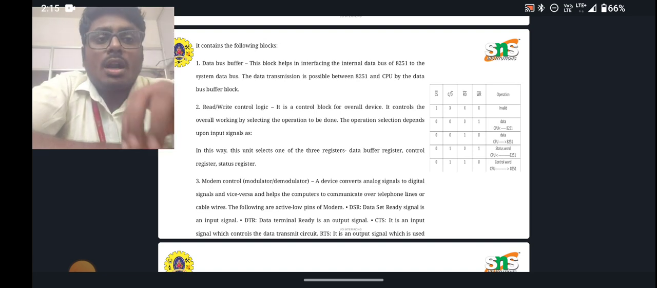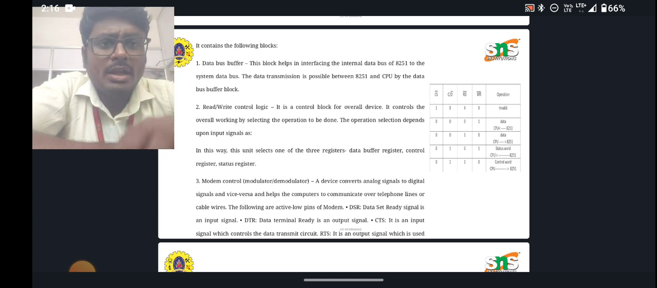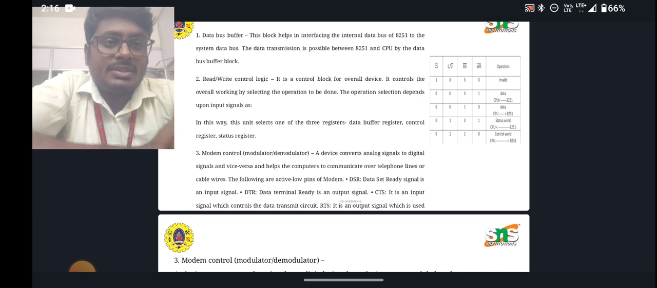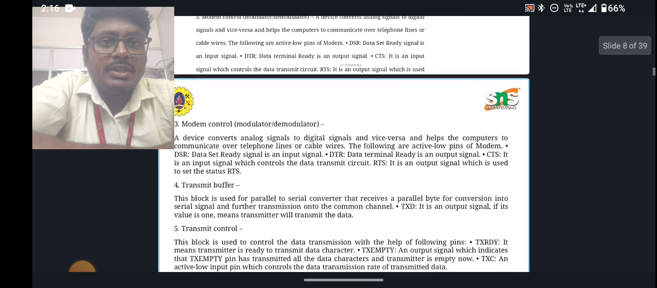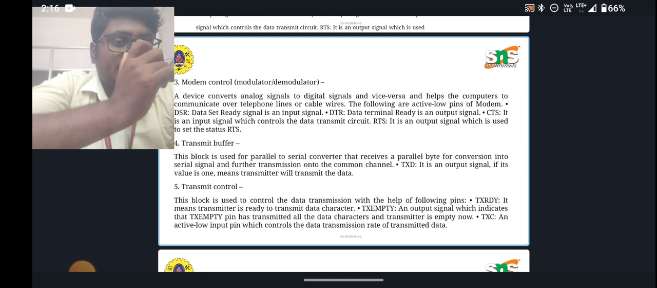A modem is a device that converts analog signals to digital signals and vice versa, and helps the computer communicate over telephone lines and cable wires. The following are the active low pins of the modem. DSR, data set ready, is an input signal. DTR, data terminal ready, is an output signal. CTS is an input signal which controls the data transmit circuit. And RTS is an output signal which is used to set the status of the request to send.